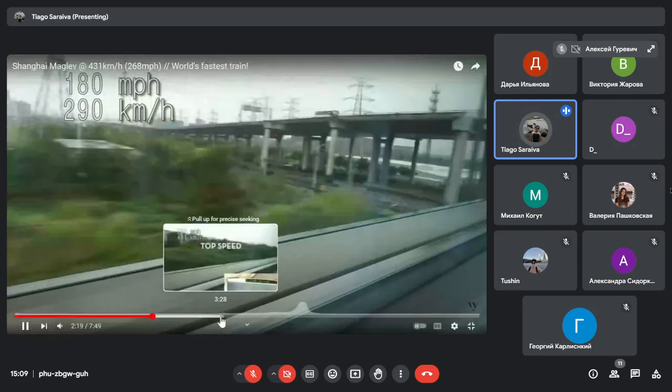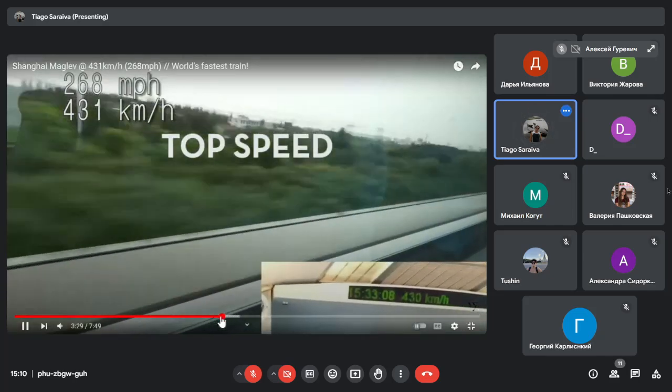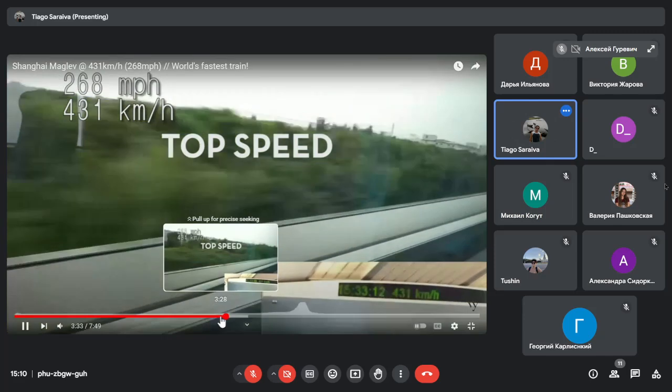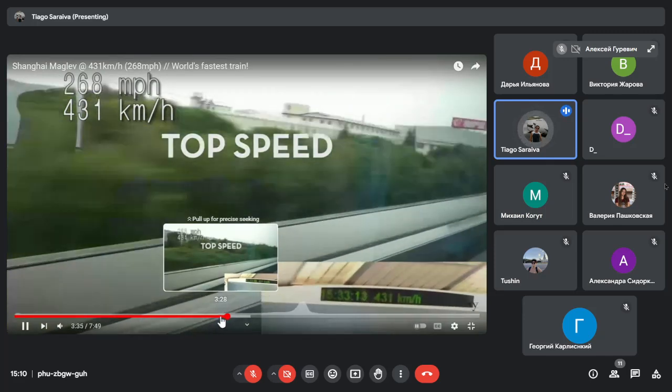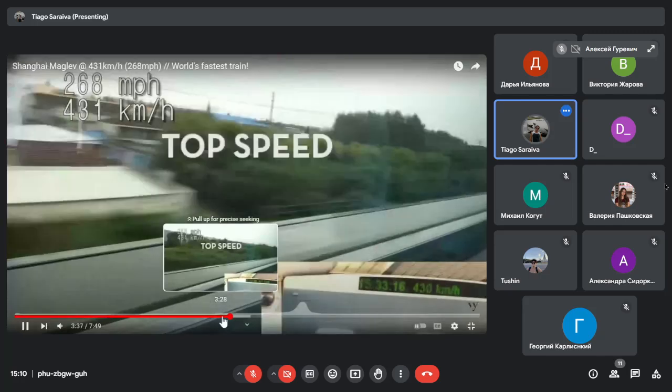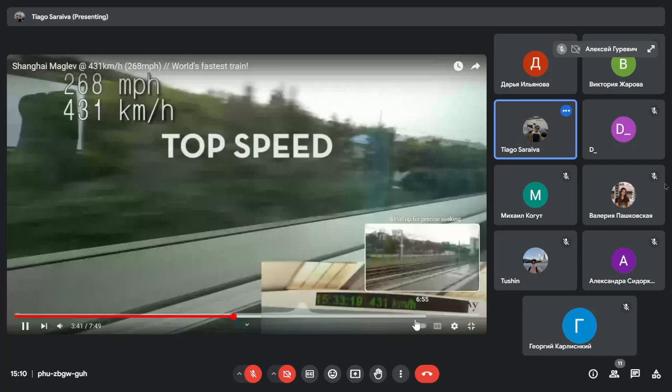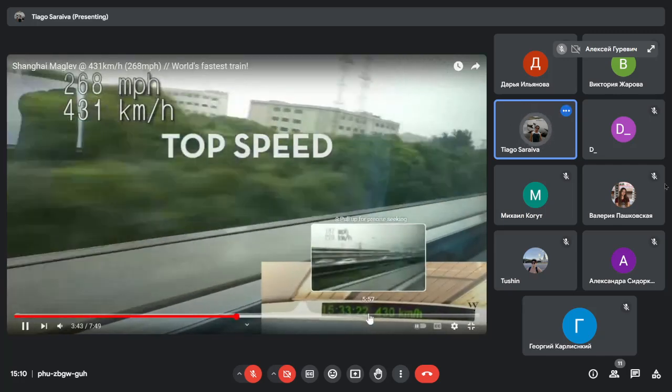Let's move to the top speed. Top speed 431 kilometers per hour. Things start looking blurry, right? Fast, and it starts decelerating.